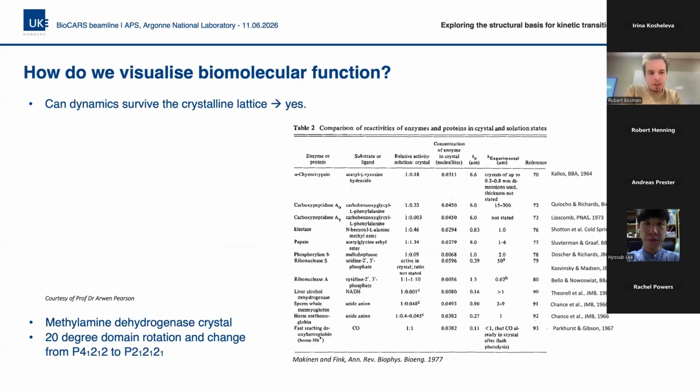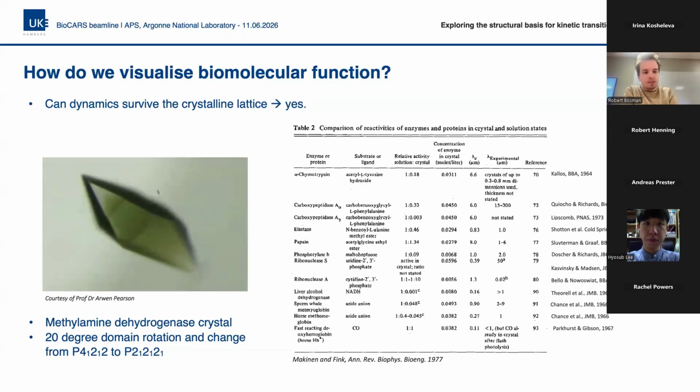And then one of the questions that must be asked is, how well do protein crystals survive? And the answer, as we've known for a very long time, is quite well. You can get catalysis to happen in a crystal just fine, and the crystal can survive. This is one of Arwen Pearson's, who is our institute director, favorite examples, which is methylamine dehydrogenase, which changes from a lovely green to a clear color when you add the substrate, and actually induces quite a large domain rotation, which surprisingly is taken up by the crystal. It switches space group.